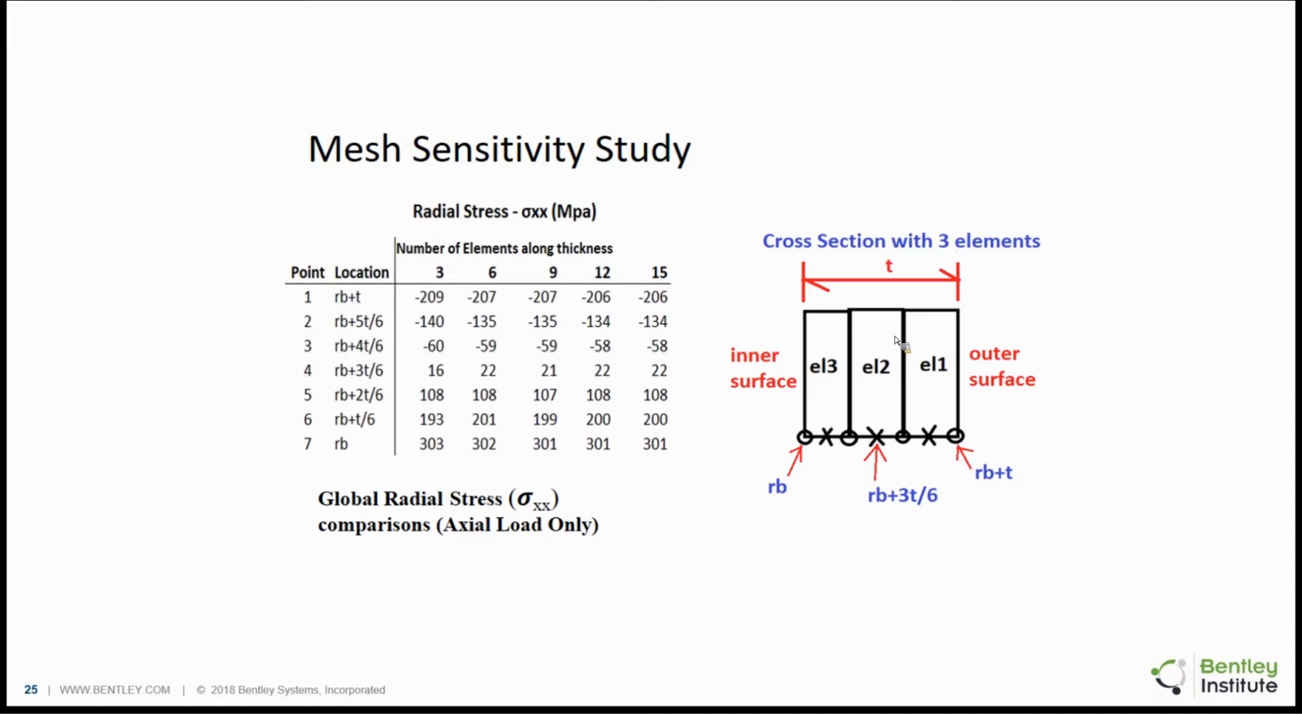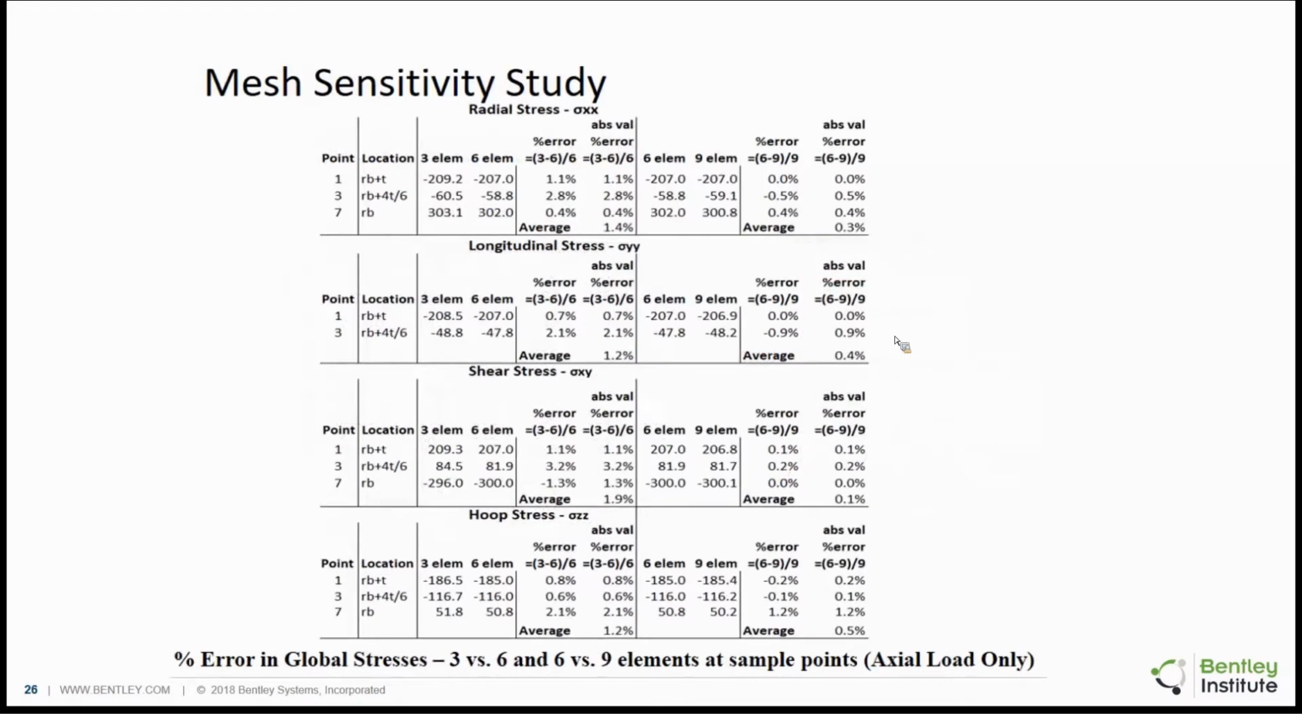If you look at point number 1, you get minus 209 megapascal for 3 elements, and for 6, 9, 12, 15, they're all about the same, 206 to 207. Same for the next one, RB plus 5T, point number 2: minus 140 megapascal for 3 elements, but minus 135 and minus 134 for 6 and more elements. So 6 elements is normally what we found to be ideal for stress evaluation.